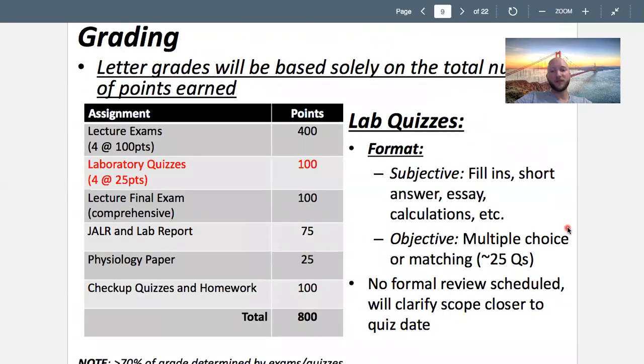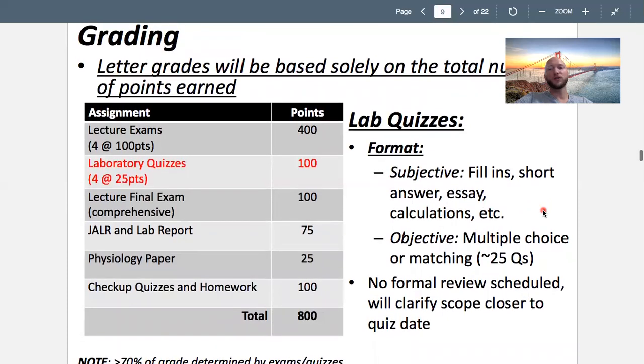Lab quizzes. When we go through the lab portion of this class, there will be some questions that you see in the lab books. No points come from the questions in the lab books. You should do them because they're great for your learning and they will help you on the quizzes, but all lab points will come directly from the quizzes.